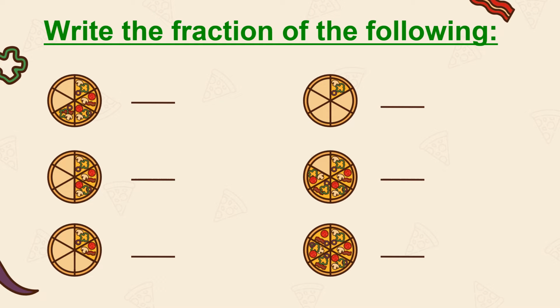So in the first pizza, the total parts are 1, 2, 3, 4, 5, 6. How many colored parts? 1, 2, 3, 4. So the fraction is 4 over 6.